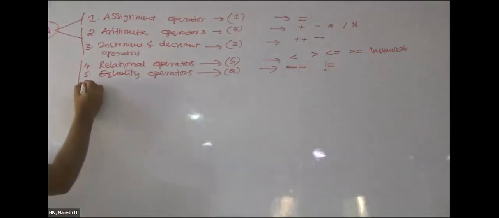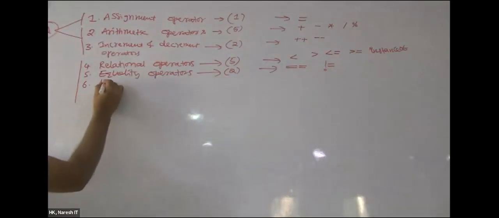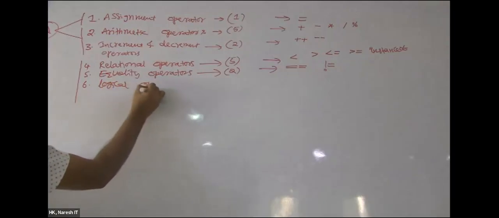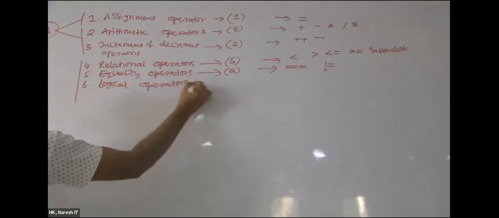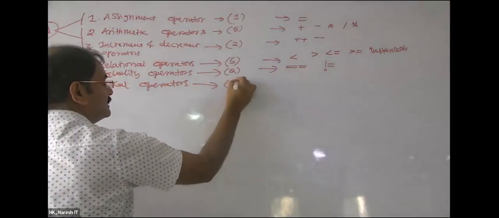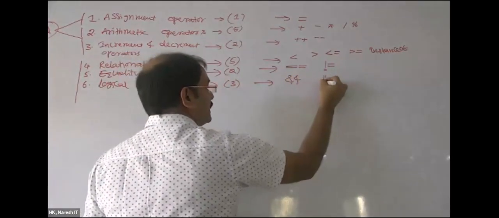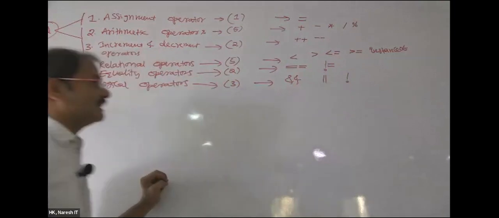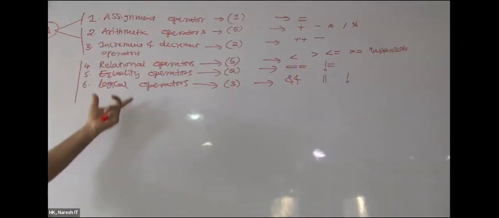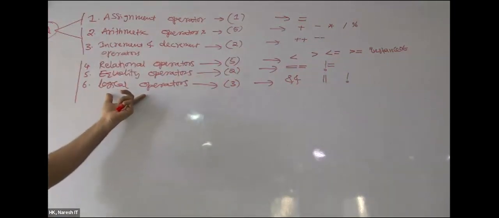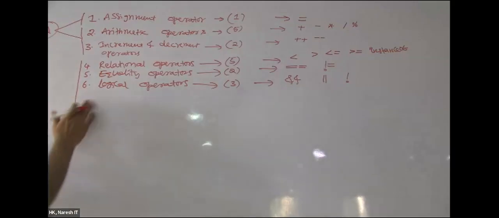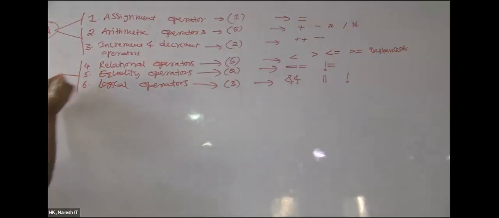Then next, the sixth operator, logical operators. They are three. What are they? Double and, double or, and not. All these are called logical operators. What is the meaning of logical operator? I'll tell you. These operators are purely validation operators. They are meant for validation, checking the given input or output, whether right or wrong.